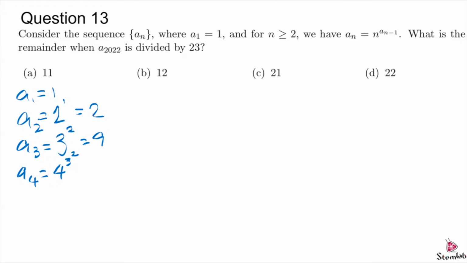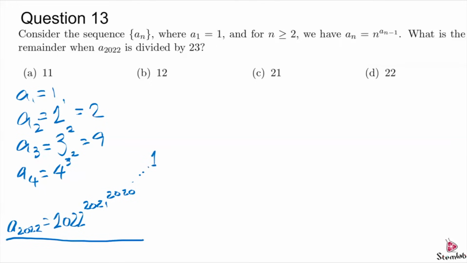And here's where I realized that a_2022 actually just follows a pattern. So a_2022 is this mountain of exponentials: 2022 raised to the 2021, raised to the 2020, all the way to 1. So this thing is what we're dealing with. And we want to see what the remainder is when divided by 23. So really, we want mod 23.